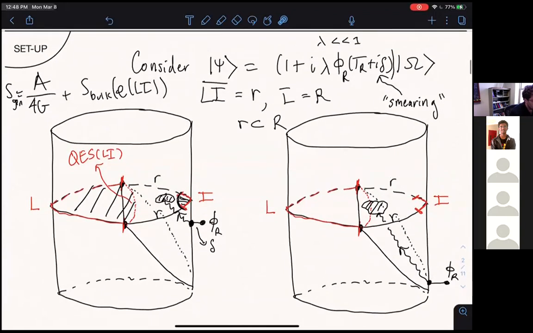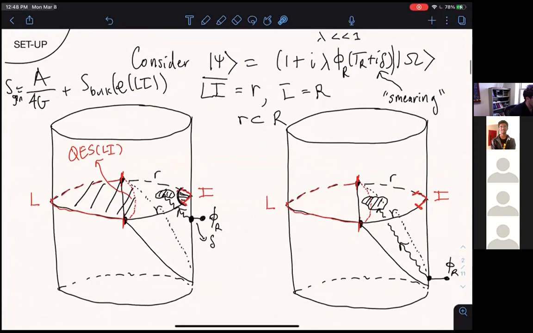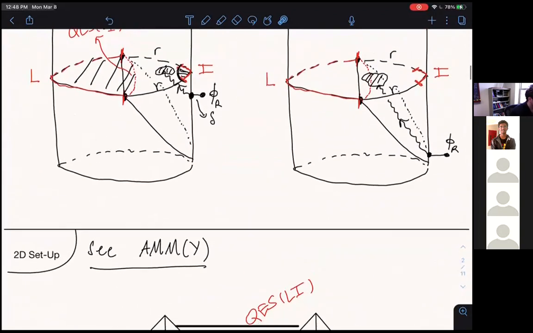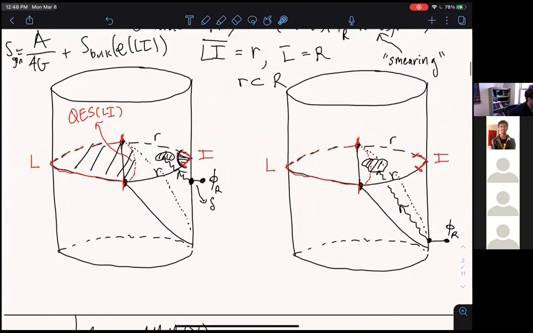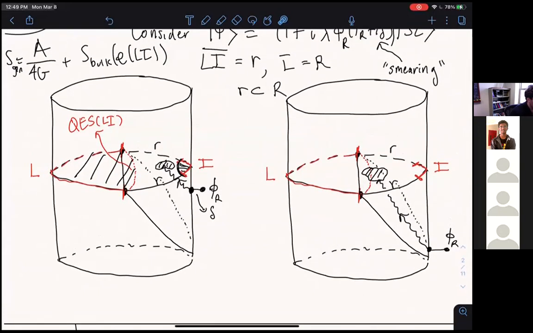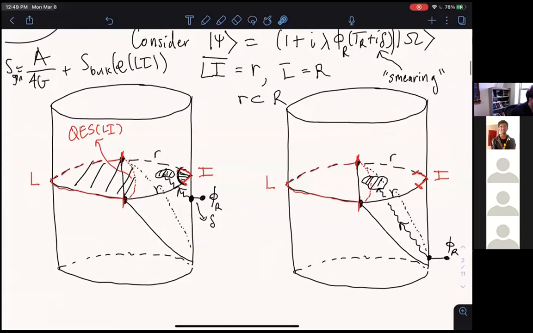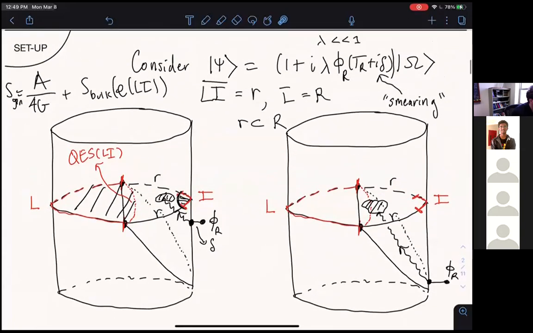So what we'd like is a boundary quantity which senses that transition. So that's the goal. This picture is good in any dimension. I should say, sorry, we're also working in the limit where lambda is small, so that's just going to help us in computing some of these quantities.